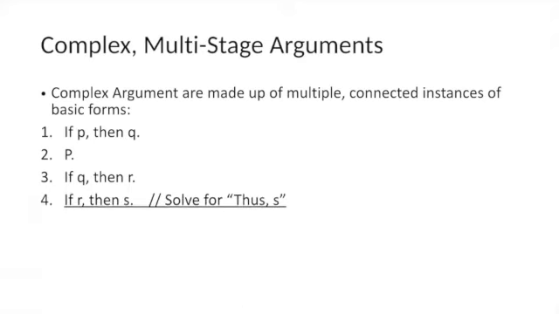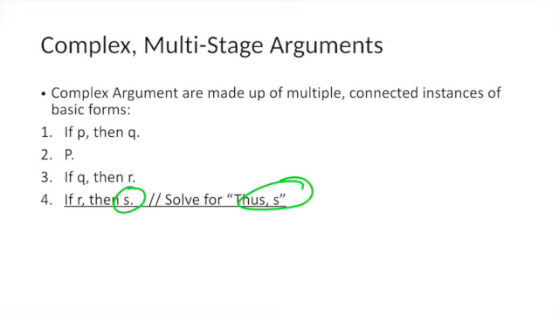Here's another example. Say you were given lines 1 through 4 and told to solve for S. So we need to get S by itself. We see that we've got lines 1 through 4, which are if P then Q, P, if Q then R, if R then S. And so we need to solve for S. How do we get S out as the final conclusion? Here's S in that argument right there, line 4. So if I had R by itself, then I could get S out by itself. There's R.